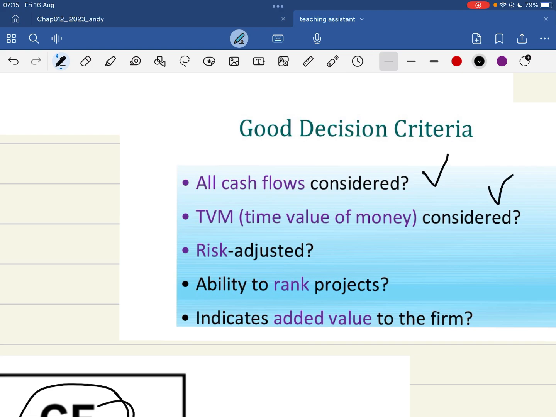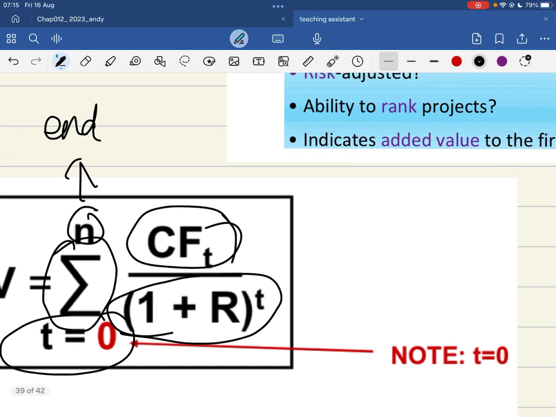Is it risk adjusted? Yes, of course. Why? In the formula, we can see r is the required return. And in reality, the required return is an expected rate by the market. And how do people determine a required return? They determine a required return knowing the risk of a project. So it is adjusted for risk.